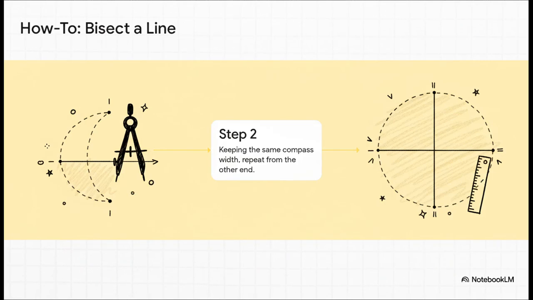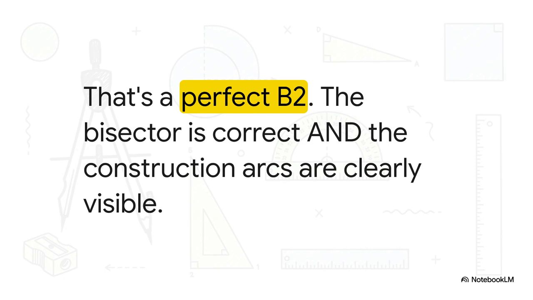First, you put your compass point on one end of the line and swing an arc above and below. Then, and this is absolutely crucial, without changing the width of your compass, you do the exact same thing from the other end. You'll get these 2 nice points where the arcs cross. The last step is just to take your ruler and draw a straight line connecting them. And boom, that right there is a perfect B2 answer.